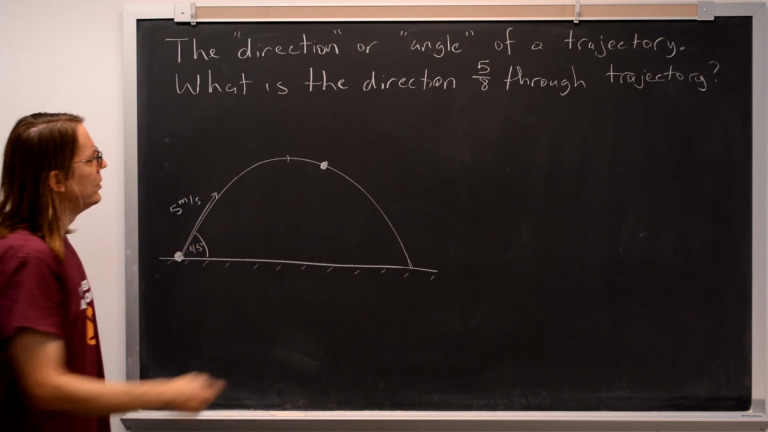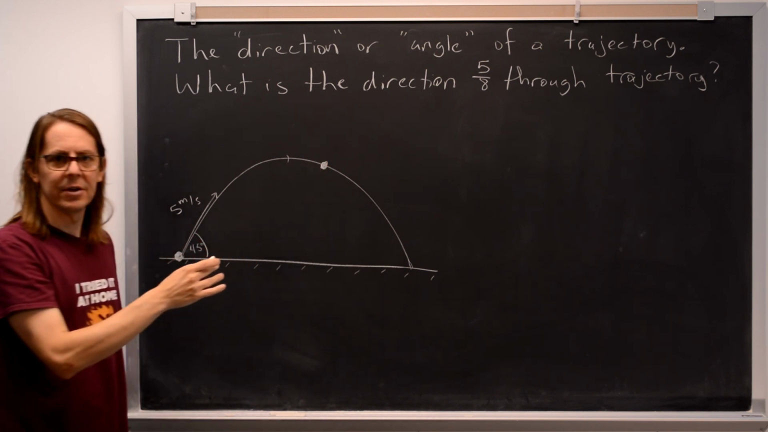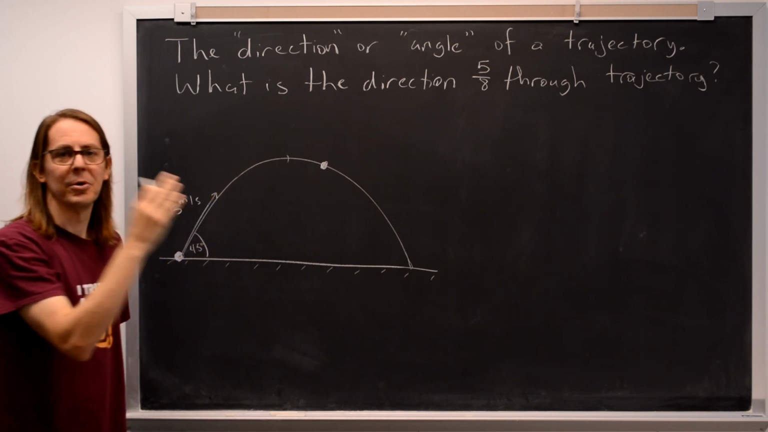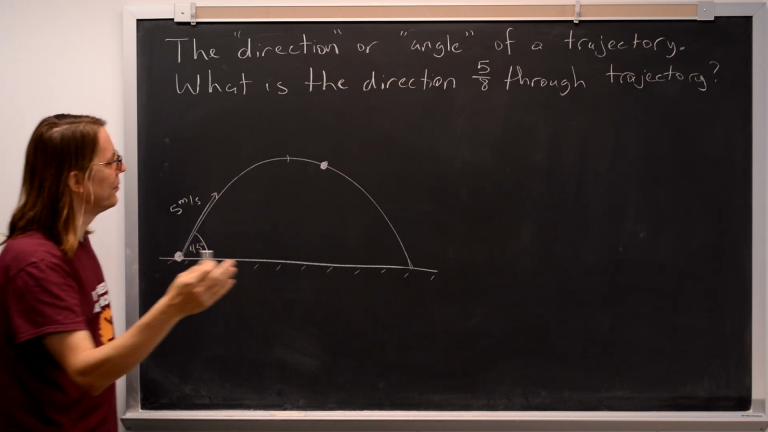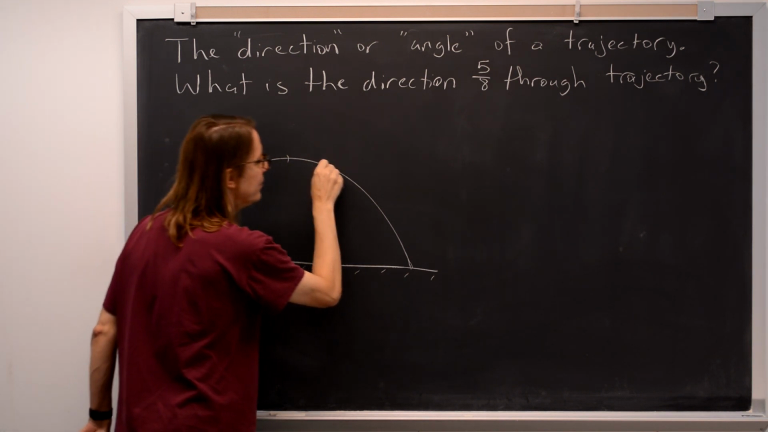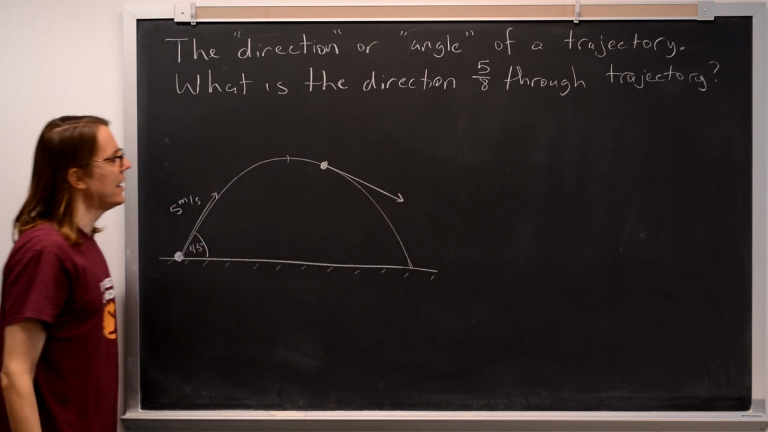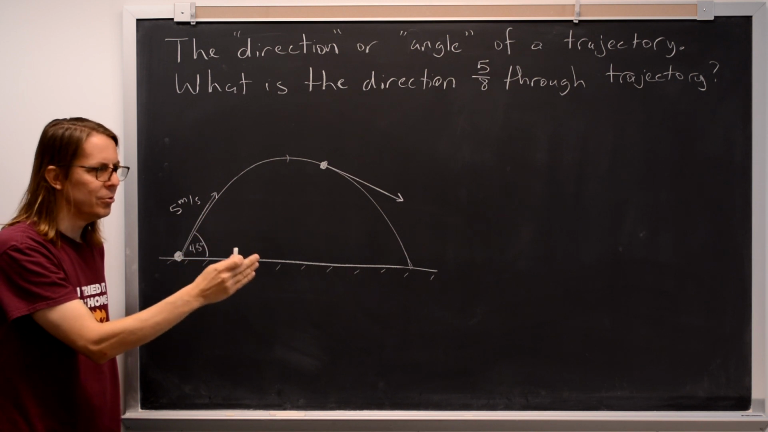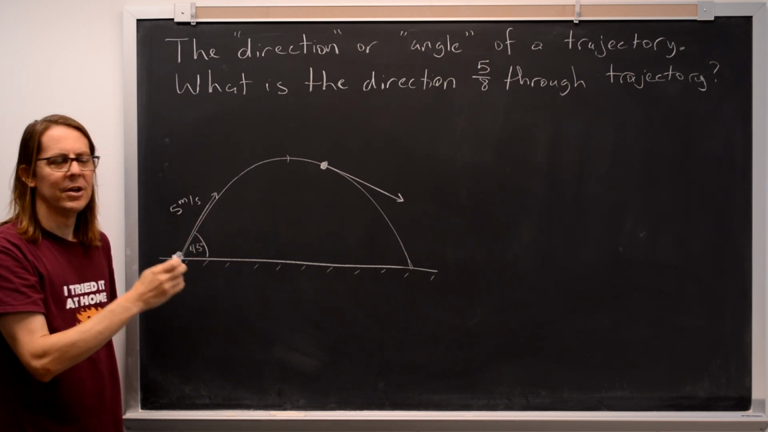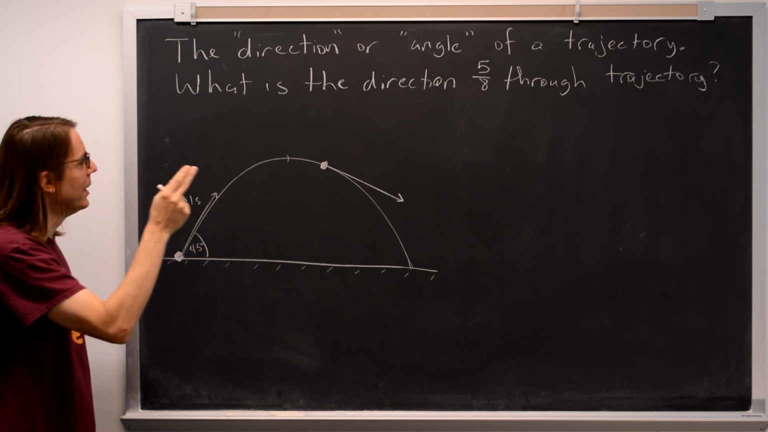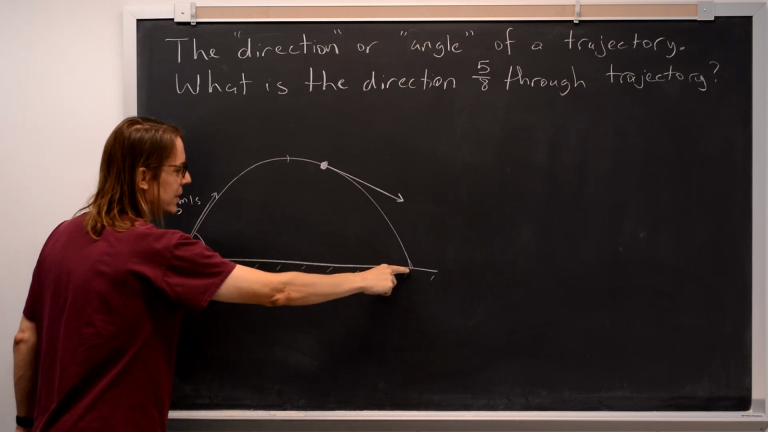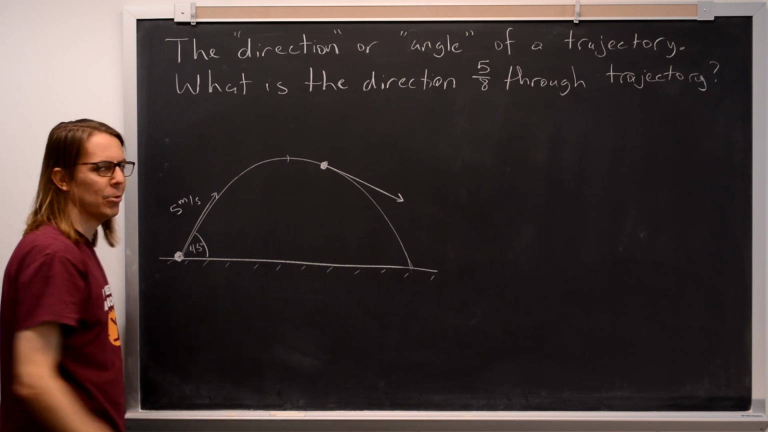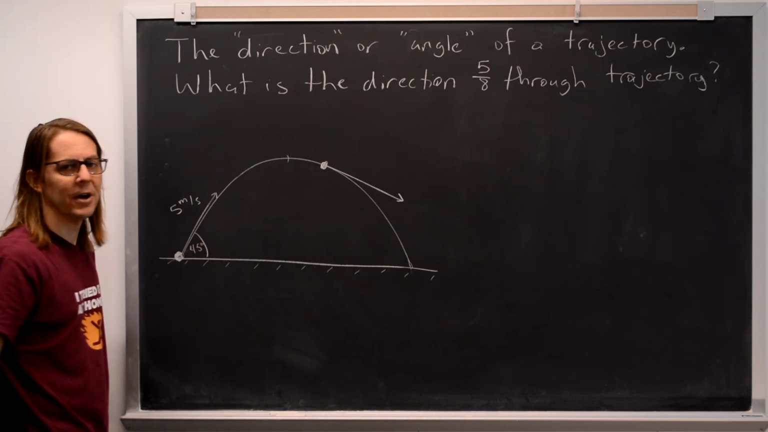The first thing we need to know is when this happens exactly, because our general strategy is this: there's a velocity vector at this point, and to get the direction of that velocity vector, we need its components. To get its components, we need to know when it happens. So the first step is to get the time. We'll use our standard even trajectory formulas to get the hang time, the time of the entire path, and then multiply it by 5/8.